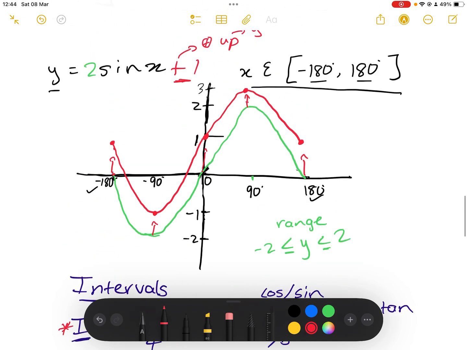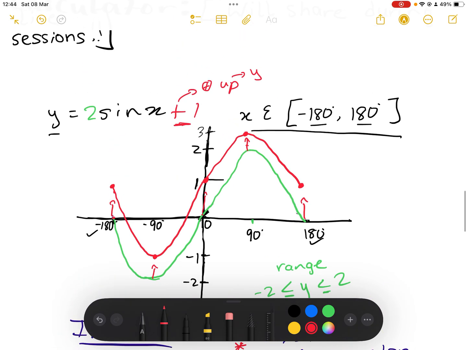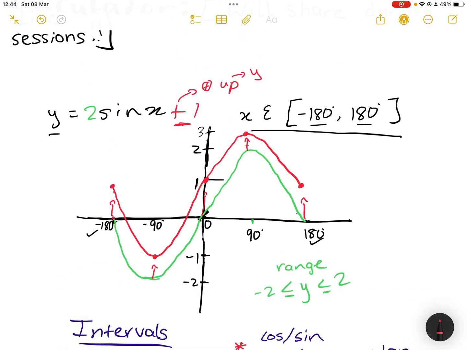So I was just discussing that. Can you see now that I've shifted the graph upwards by 1? The amplitude hasn't changed, because the amplitude is still 2. But now we have to look at the midpoint, because the minimum is at negative 1 and the maximum is at 3. So the midpoint of negative 1 to 3 is going to be what?